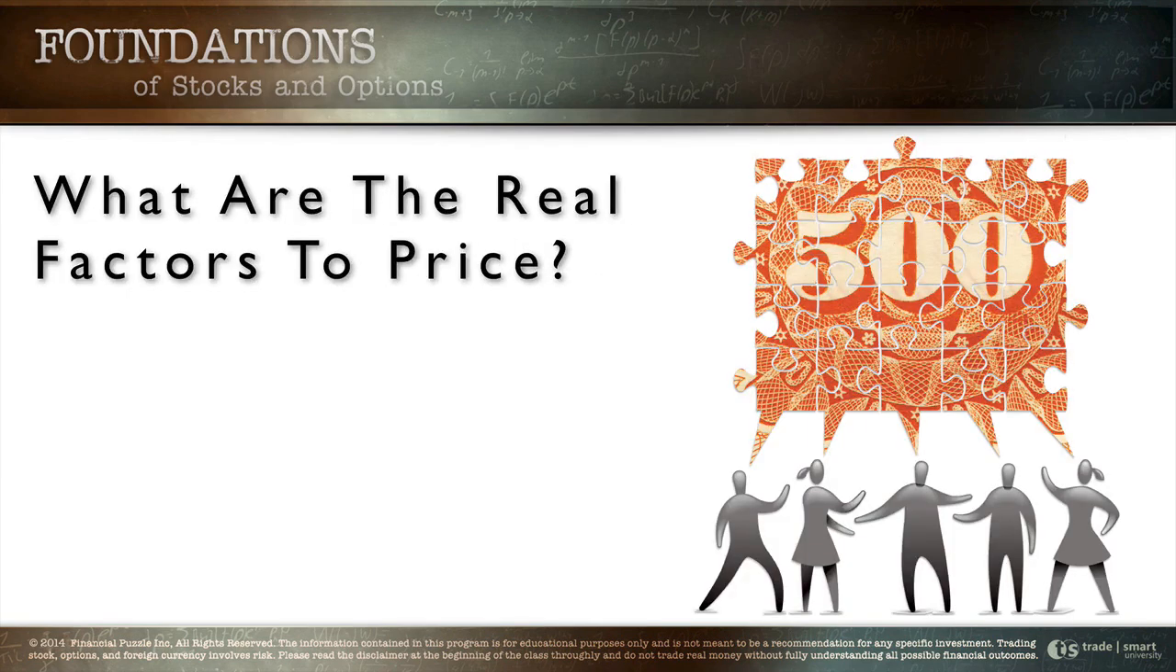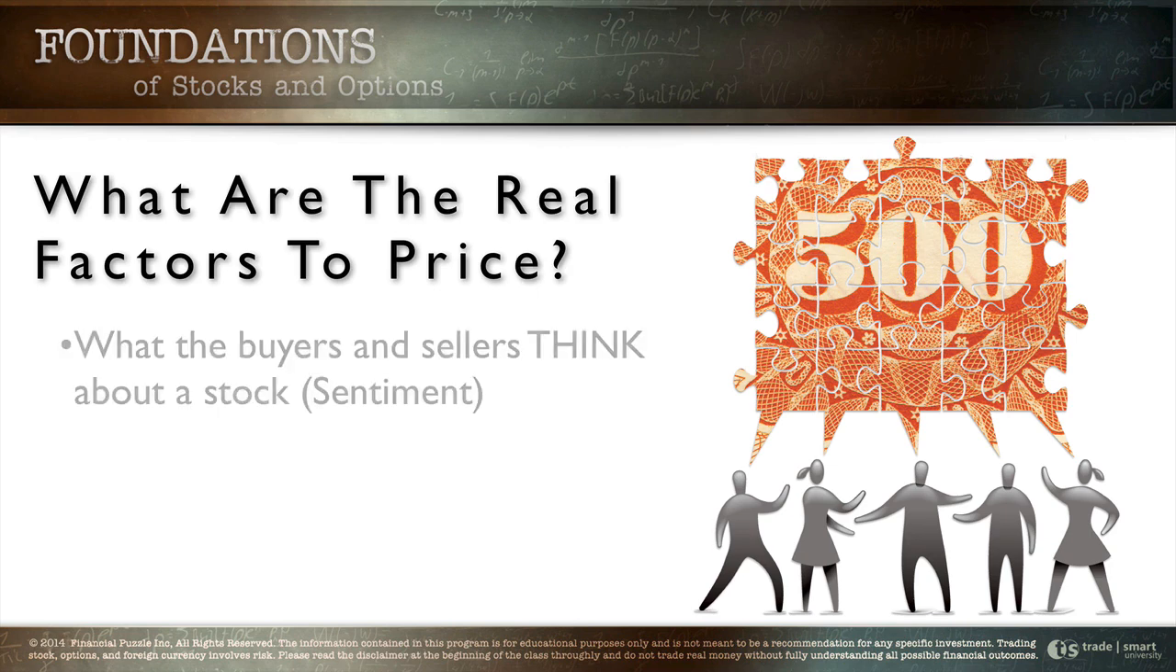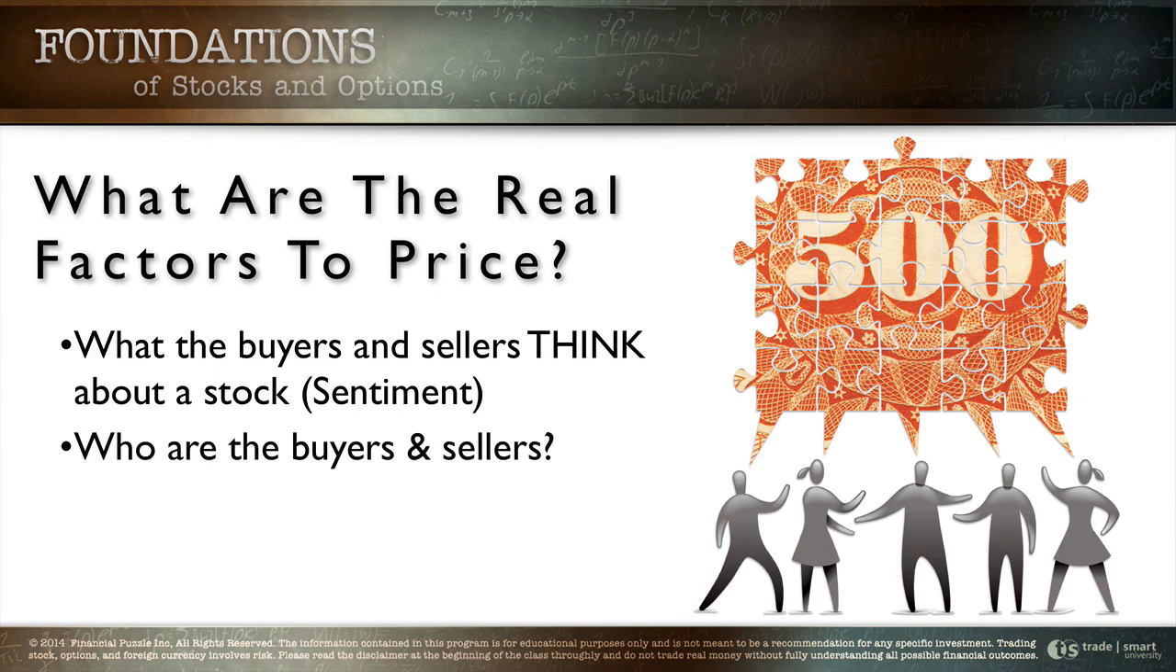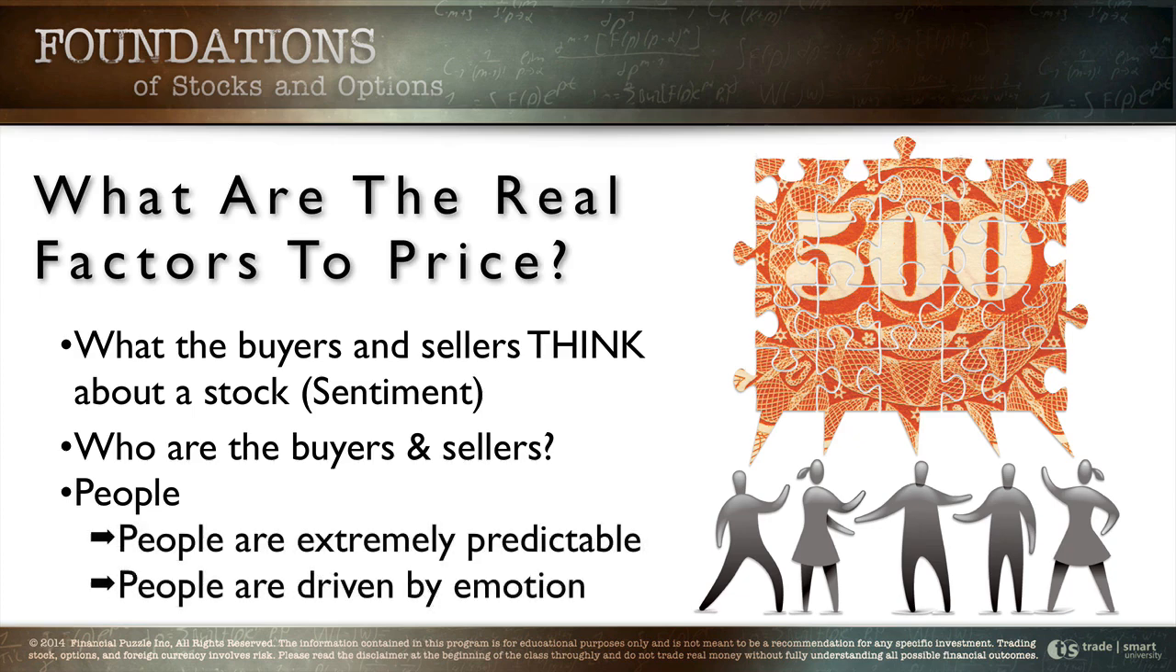And so we went into our discussion about what actually drives the real price of a stock, and we said it really ultimately comes down simply to what the buyers and sellers think about a stock, regardless of if that is rational or not. We simply can sum that up and call it trader sentiment. And then we went a step further and said, who are the buyers and the sellers? And we said the buyers and the sellers are people. And of course, people are predictable. And since people are predictable, we can use that price action to predict the future behavior of the stock. Not necessarily the future performance, but the future behavior.